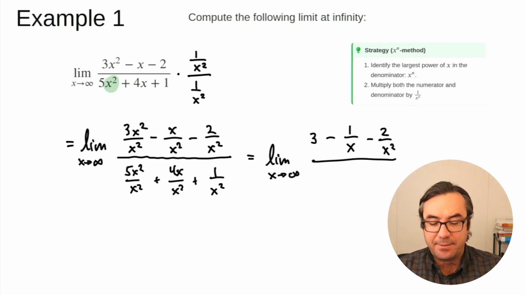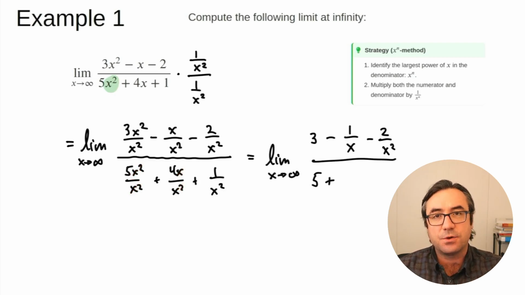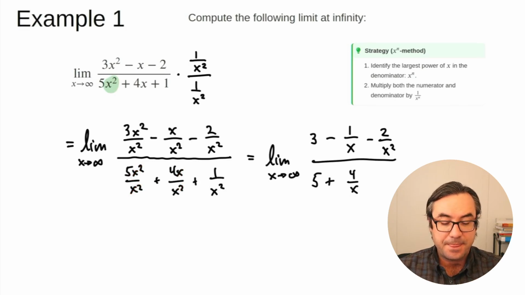Okay, well, what about the denominator? Same thing. Let's simplify each of these fractions down. The first one, the x squareds are going to cancel, so we're left with just a 5. Then in the second one, this x is going to cancel out one of the x's there, so we'll have 4 over x. And then the 1 over x squared, nothing really to do there.